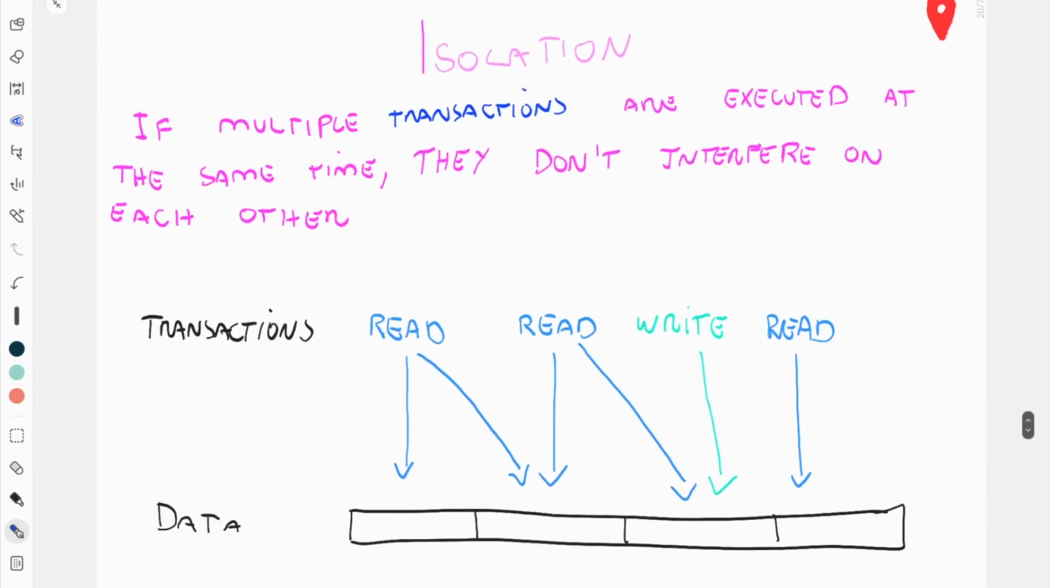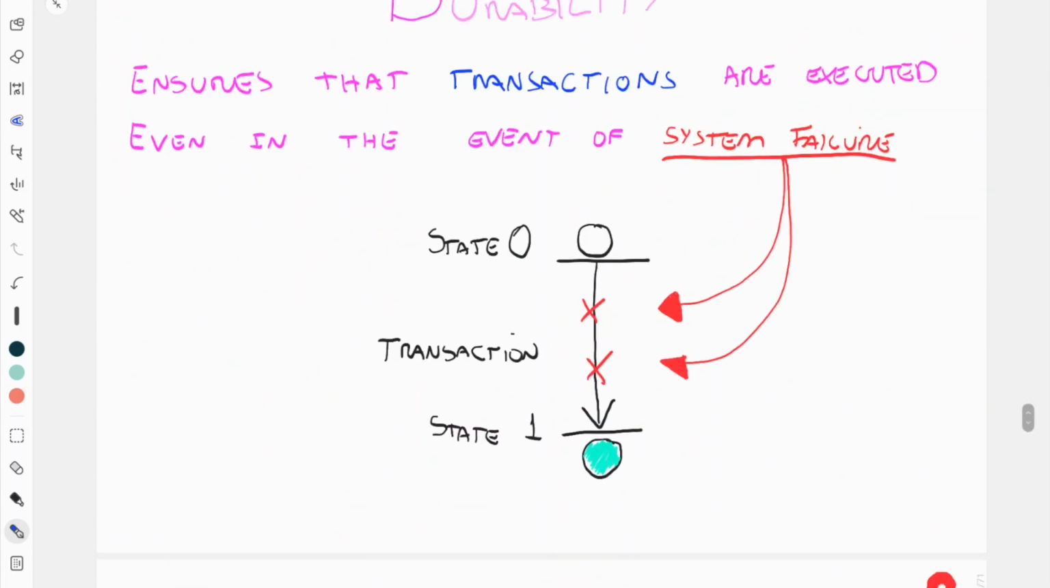You have isolation, the third one. If multiple transactions are executed at the same time, they don't interfere with each other. If you have multiple reads, they don't interfere with each other. You can have multiple people accessing the data and making different writes and reads, and the table should be able to handle that.